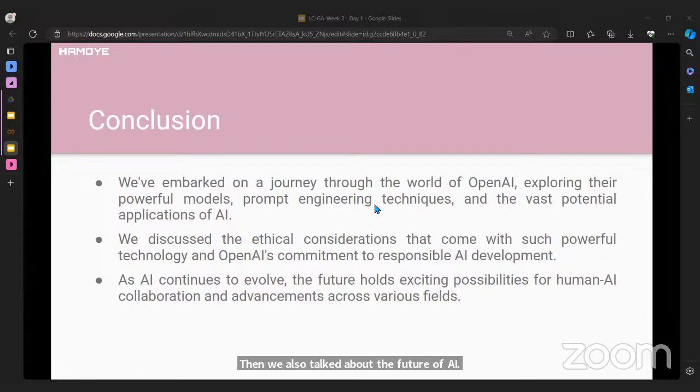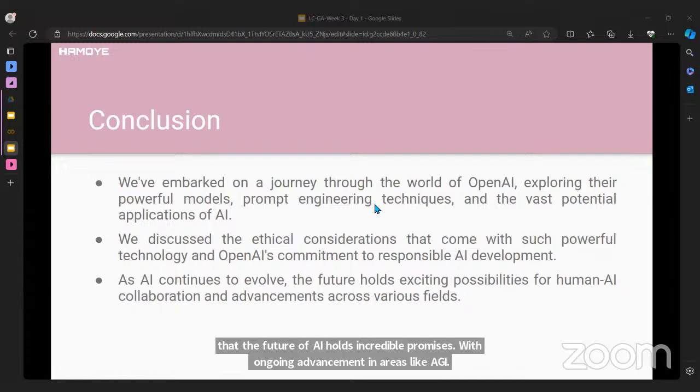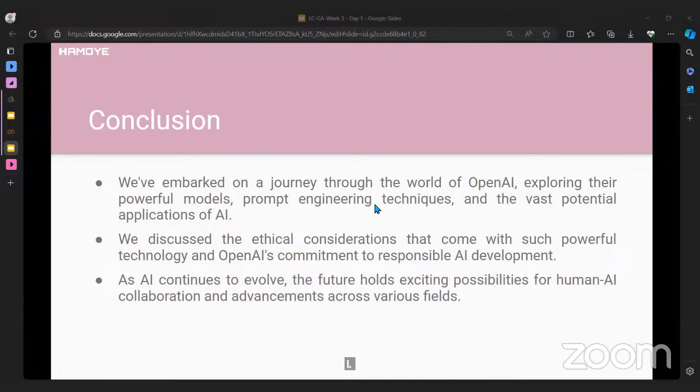promises with ongoing advancements in areas like AGI, explainable AI, and human-AI collaboration. So these are also things we are expecting in the near future. The potential of AI to transform industry, streamline workflows, and solve complex global challenges is immense.